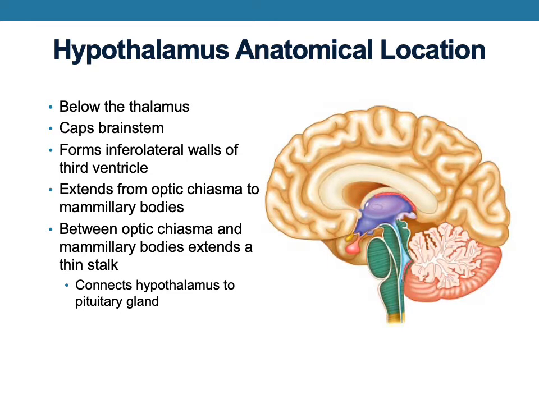Hypothalamus anatomical location. If you had to give a more elaborate description of the location of the hypothalamus other than it's deep to the thalamus, you could say the hypothalamus caps the brainstem and forms the infralateral walls of the third ventricle. It extends from the optic chiasma to the posterior margin of the mammillary bodies. Between the optic chiasma and the mammillary bodies protrudes a thin stalk of hypothalamic tissue called the infundibulum that connects the base of the hypothalamus to the pituitary gland.